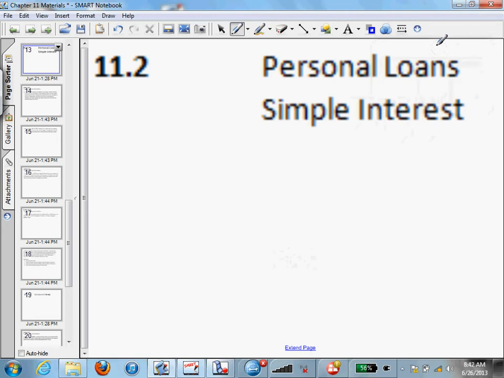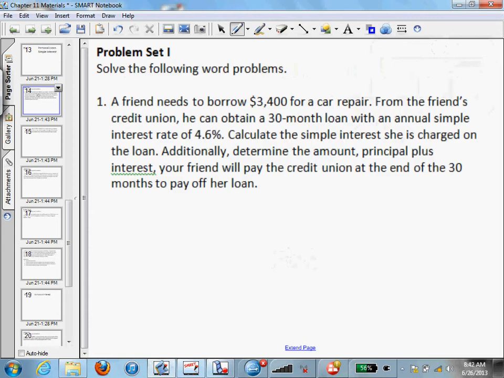And welcome to 11.2, Personal Loans and Simple Interest. Let's look at some selected problem sets.